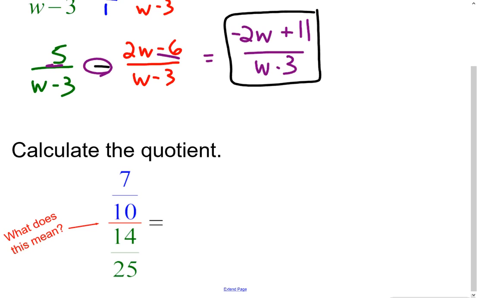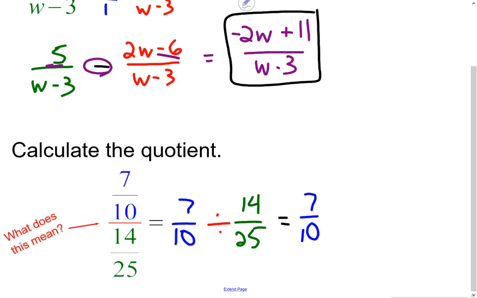It means to divide. So I'm going to look at this problem as 7/10 divided by 14/25. So what I've done is I've rewritten the problem. It's the exact same problem, just in a different format. Now that we see it this way, I think many of us recognize, well, when I divide by a fraction, that means that I just have to multiply by its reciprocal. So I'm taking 7/10. Now I'm going to divide by 14/25, which again means we multiply by the reciprocal, which would be 25/14.